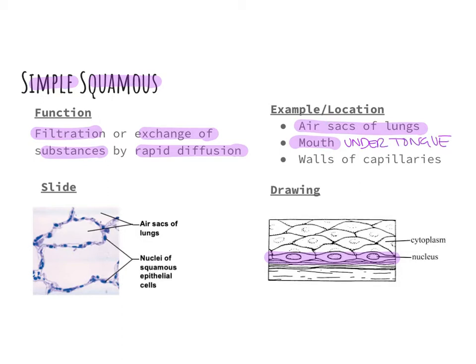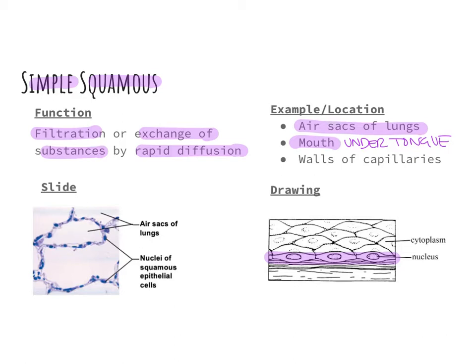Under your tongue, there are simple squamous cells. If you've ever heard of placing a pill under your tongue, for example, if somebody's having a heart attack, that is a really quick way of getting the medicine into the system because of those simple squamous cells. It's a lot faster than swallowing the pill, having it go through your digestive system to your intestines, and then into your blood that way.